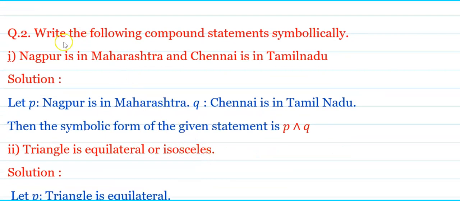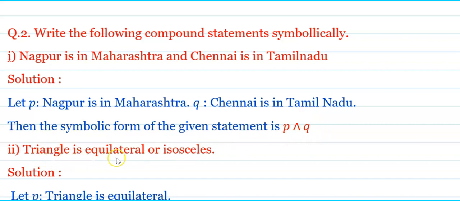Now the next. Question number 2. Write the following compound statement symbolically. Nagpur is in Maharashtra and Chennai is in Tamil Nadu. Okay. Now P: Nagpur is in Maharashtra. Q: Chennai is in Tamil Nadu. Then the symbolic form of the given statement is P and Q.